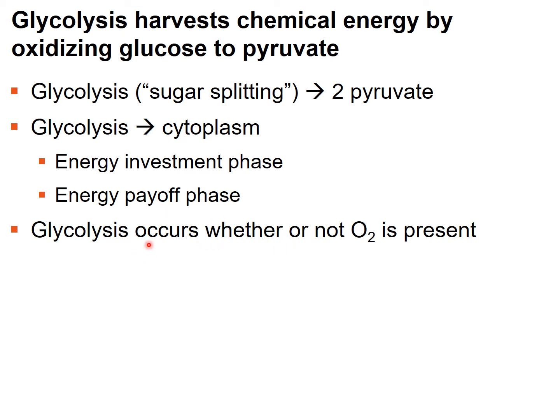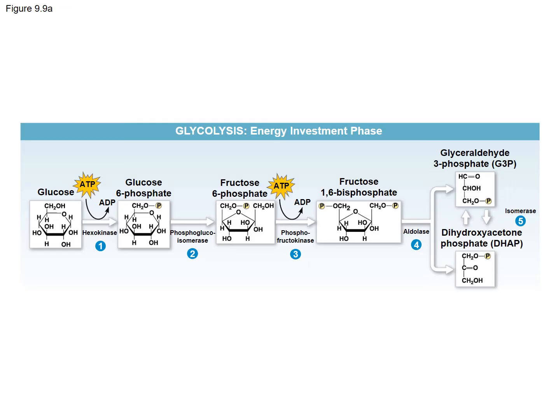Again, glycolysis occurs in the cytoplasm, and it occurs whether or not oxygen is present. So glycolysis can occur in the absence of oxygen, and it can occur in the presence of oxygen. Let's look at the energy investment phase. Now, you're not going to have to memorize all of these enzymes and structures in this particular course. If you took a more upper level course, molecular biology or biochemistry, you may need to know these structures and be able to draw them. However, the point here is to show the investment of ATP.